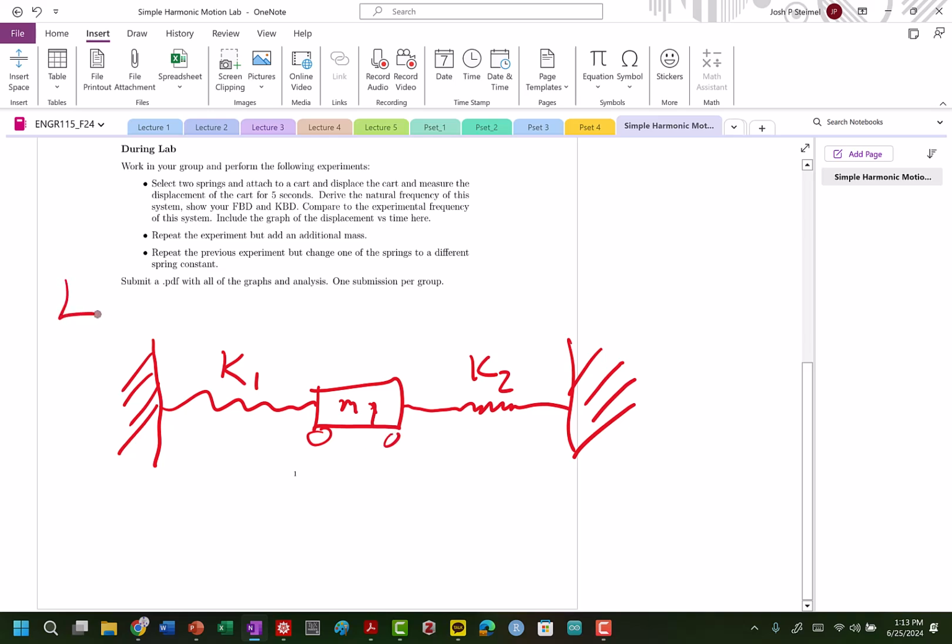If we define our coordinate system, x, y, positive moment as we always do, and we take this cart and displace it some amount delta x in this direction, so basically if we were to accelerate this cart, some mass times acceleration in this direction, what would happen to our springs?